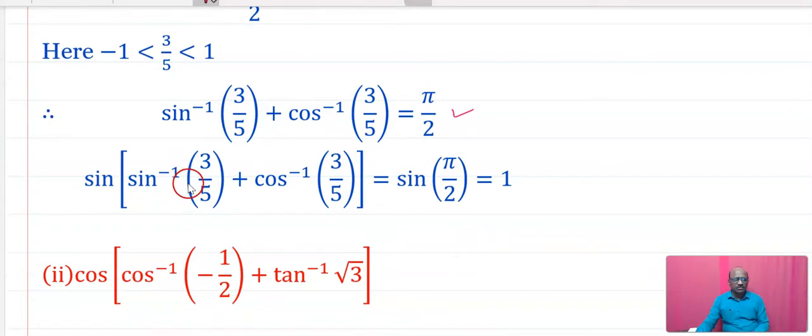Therefore, for sine of the sum of sine inverse of 3 by 5 plus cos inverse of 3 by 5, we will substitute the value, that is equal to pi by 2. Therefore, sine of pi by 2 means what? Sine 90, and that's equal to 1.